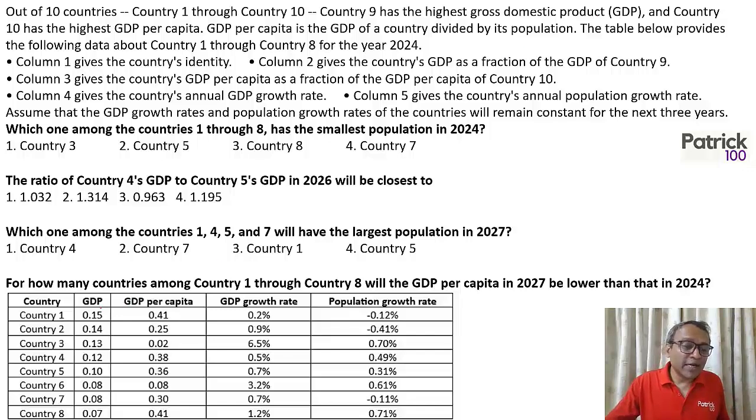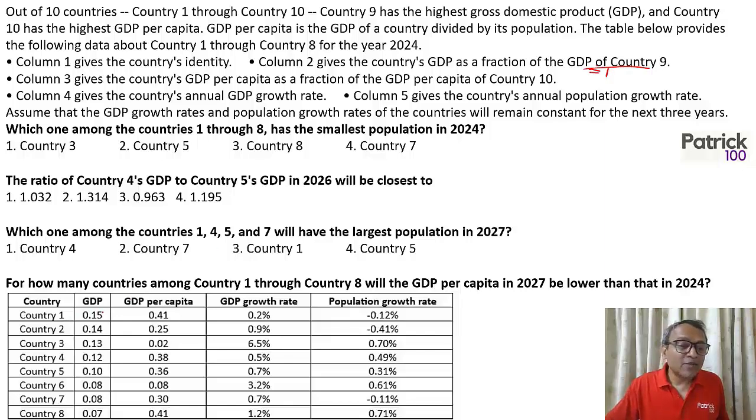So they have only given data in a table for country 1 to 8, but 9 and 10 have the highest GDP per capita. And they have given everything with respect to country 9 and 10, which is mentioned out there. So column 1 gives the country's identity. Column 2 gives the country's GDP as a fraction of the GDP of country 9. They have not given the GDP of country 9. I can take the GDP of country 9 as 1, let's say.